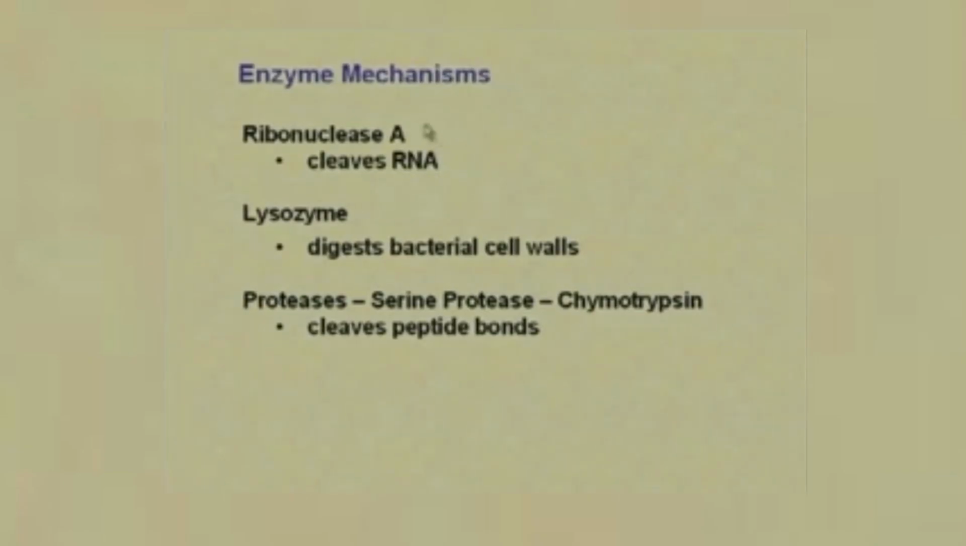That's exactly what we'll see for each of these three cases: how ribonuclease A, after cleaving RNA, gets back to its original RNase A structure where it can go and cleave another RNA. Similarly, we'll see how lysozyme works, and also chymotrypsin, which cleaves peptide bonds.